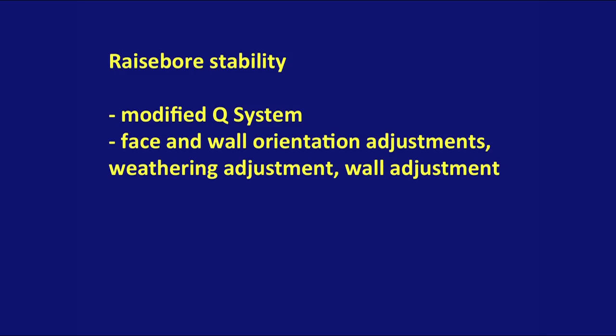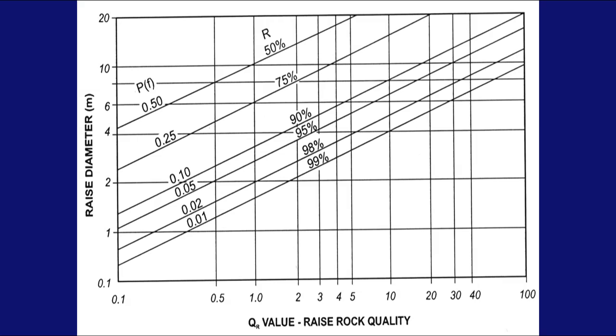Rock mass classification can also be used to assess the stability of raised bores, and what has been developed is a modified Q system, and it takes into account face and wall orientation adjustments, a weathering adjustment, and a wall adjustment to the Q system. This is the output which gives you a correlation between a Q value for the raised bore quality. In other words, that's the modified Q taking into account those adjustments, and the raised diameter. And it gives an indication of the probability of failure or the reliability of a raise.